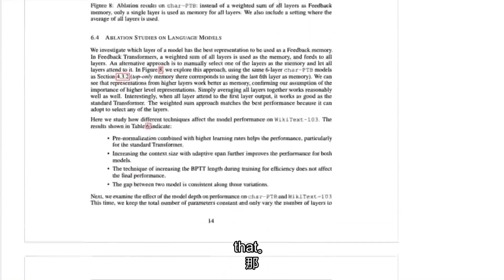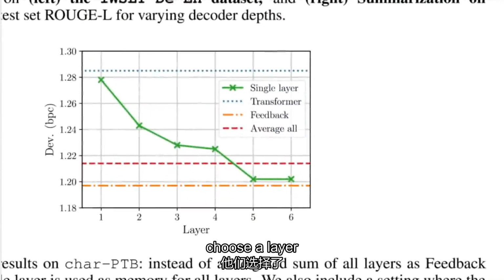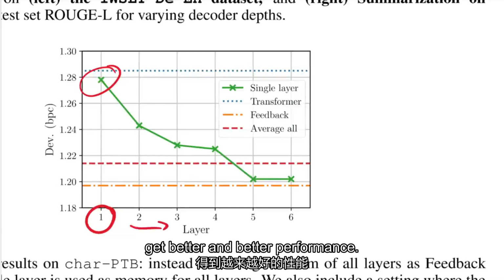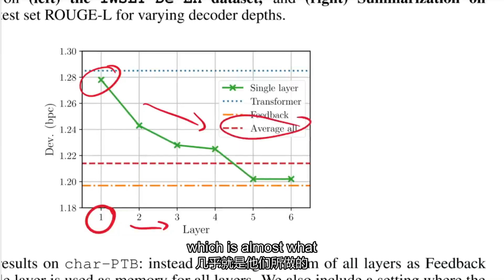And they have other experiments where they try this sort of top-only attention, but it's not top. They choose a layer whose representation the next tokens can attend to. And if they say you can only attend to layer 1 of the previous tokens, you do get pretty bad performance, and you see as you go up the layers, you get better and better performance. So here is where you average all, which is almost what they do.